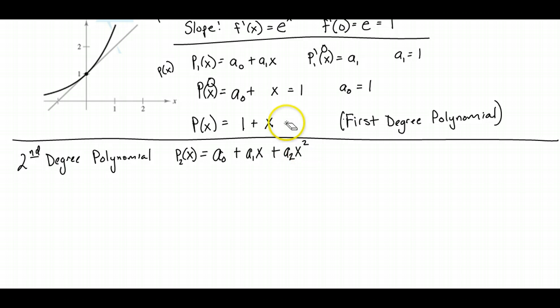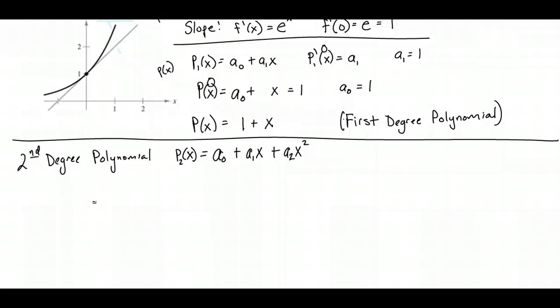Since it's a second degree polynomial, what ends up happening now is that the second derivative of your function has to equal the second derivative of the polynomial. And as you continue, if you want a third degree polynomial, the third derivative of your original function has to equal the third derivative of your polynomial.